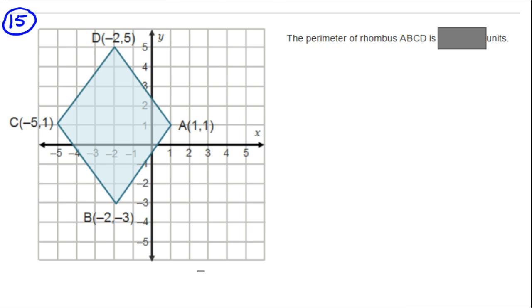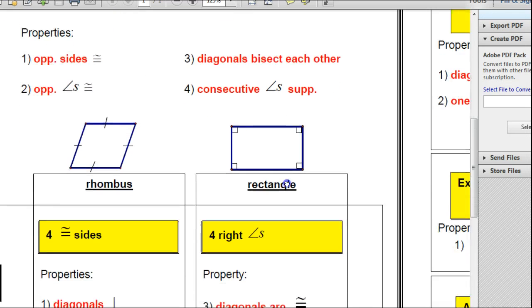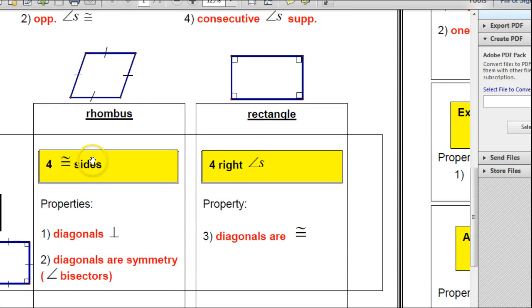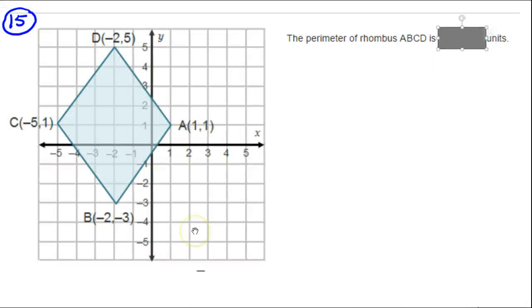So don't forget about the definition of a rhombus. The definition of a rhombus is it has 4 congruent sides. It's a quadrilateral with 4 congruent sides. So we know that all 4 of these have to be equal. So they didn't give us any of them. So it does look like we will have to use the distance formula. But the good news is we only have to do it once, because they're all the same. So just pick a side, any side.